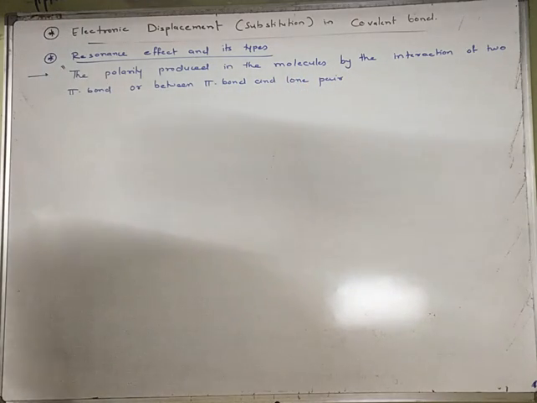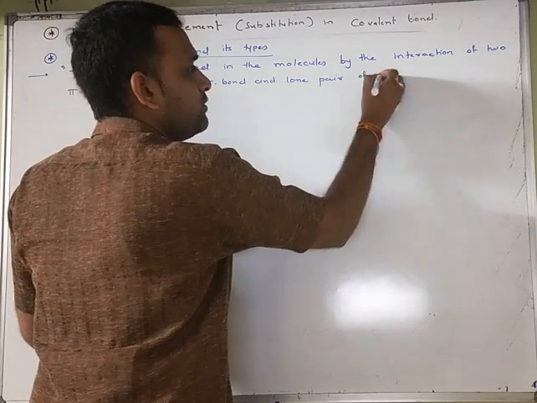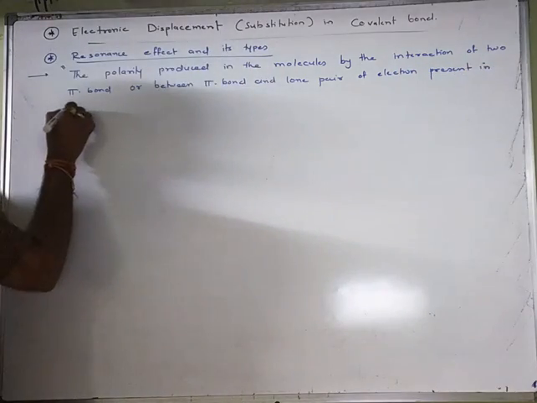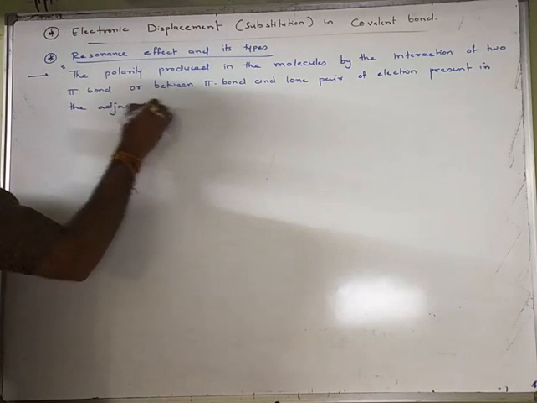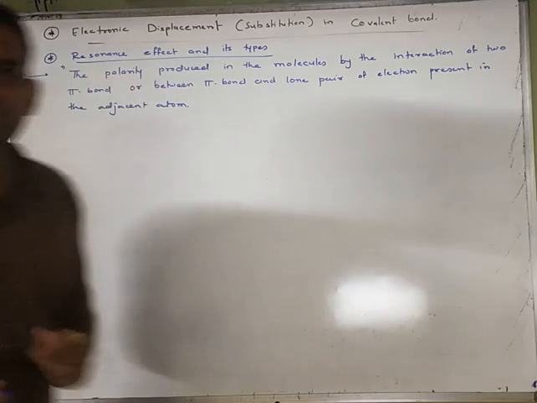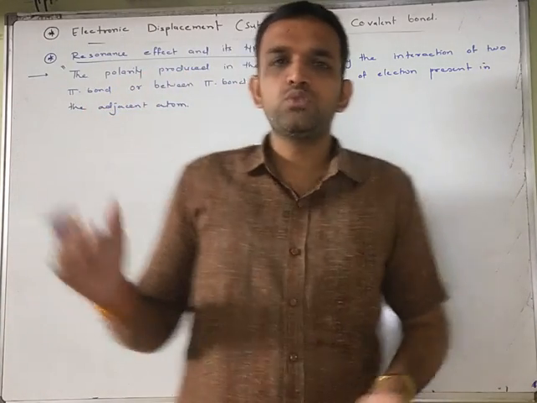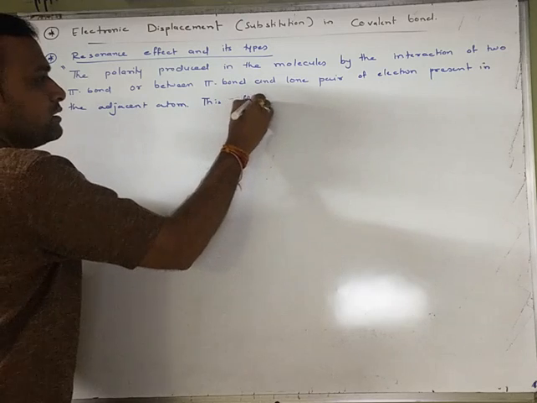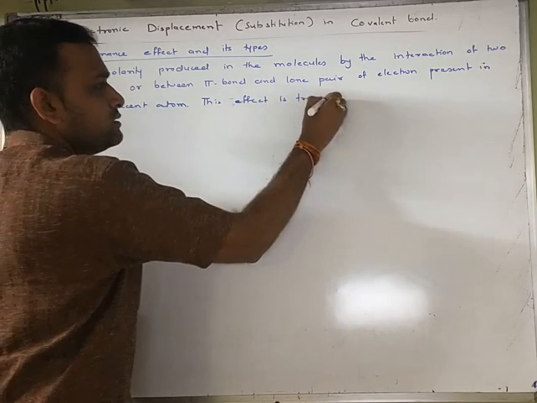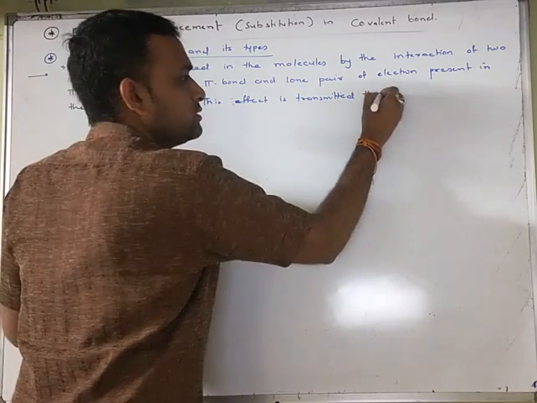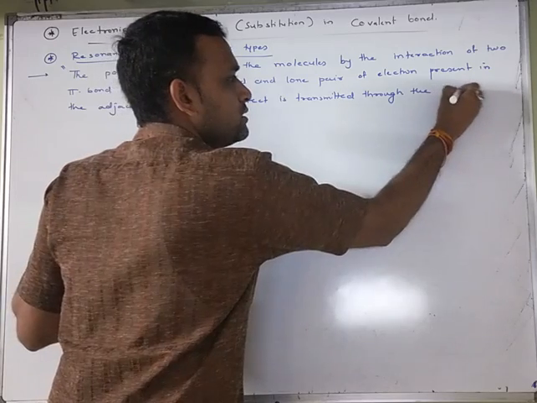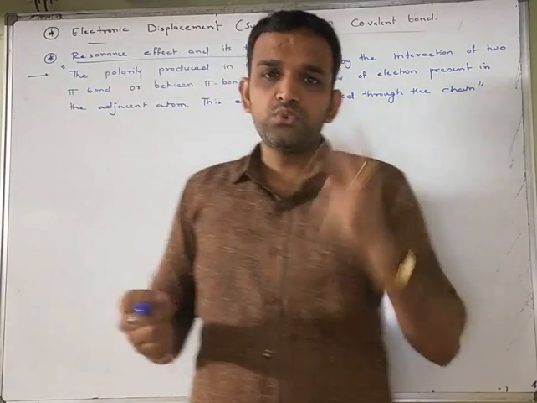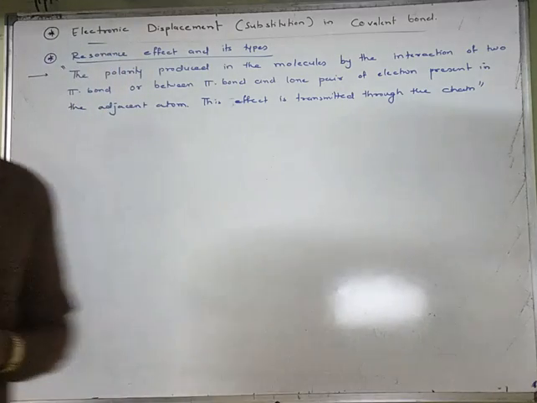Is it clear? A lone pair of electrons present in the adjacent atom, that is called what? And this we can also say is an effect transmitted through the chain. Understand? So this is called the resonance effect. Basically the resonance effect is of two different types: positive resonance effect as well as negative resonance effect.